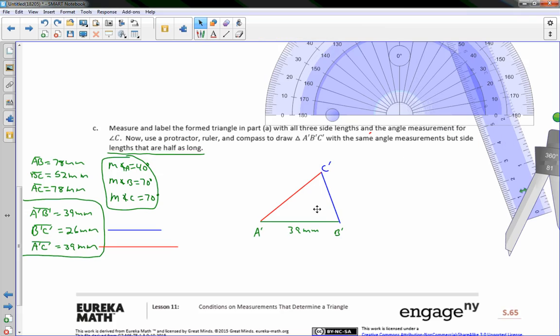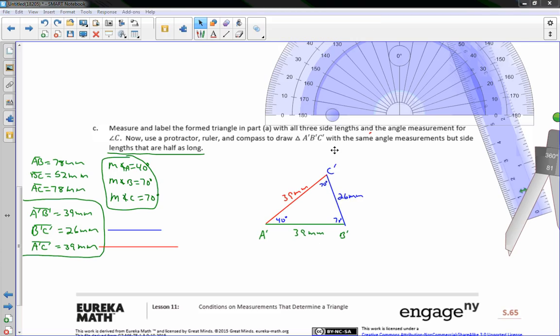Okay, so we have angles with the same measurement. We used our protractor, and we do know that that is 40 degrees, and this one was 70, and therefore this one was also 70 because of the triangle sum theorem. This piece is 26 millimeters, and the red one was 39 millimeters.